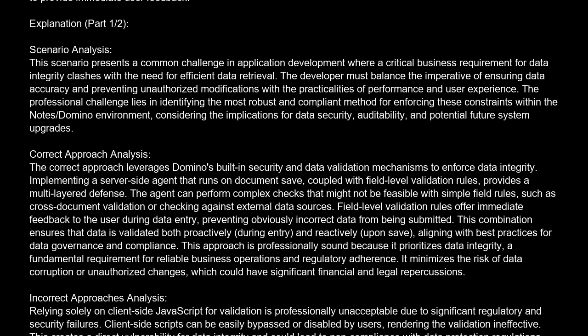Field-level validation rules offer immediate feedback to the user during data entry, preventing obviously incorrect data from being submitted. This combination ensures that data is validated both proactively during entry and reactively upon save, aligning with best practices for data governance and compliance. This approach is professionally sound because it prioritizes data integrity, a fundamental requirement for reliable business operations and regulatory adherence. It minimizes the risk of data corruption or unauthorized changes, which could have significant financial and legal repercussions.